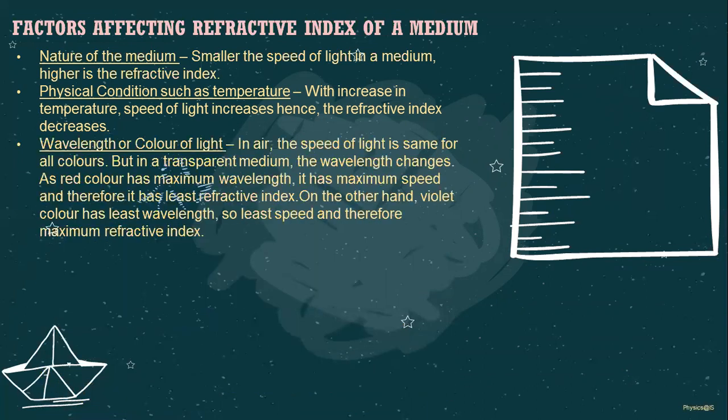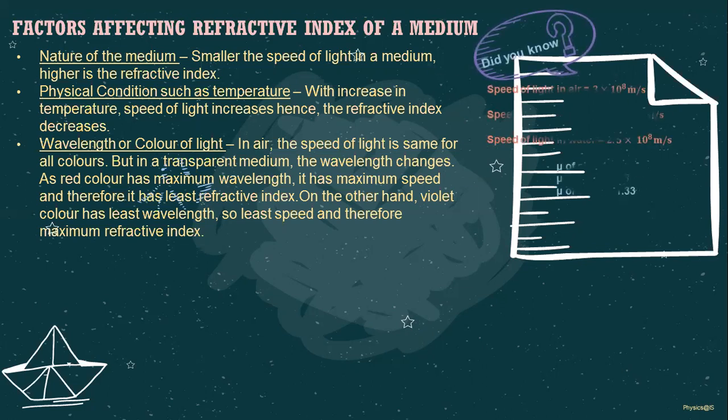Wavelength or color of light. In air, we know that all colors travel with the same speed. But in a transparent medium, the wavelength changes. Red color has maximum wavelength, that means it has maximum speed. So, its refractive index will be minimum. Similarly, violet color has least wavelength, so that means its speed is least and hence the refractive index is maximum.